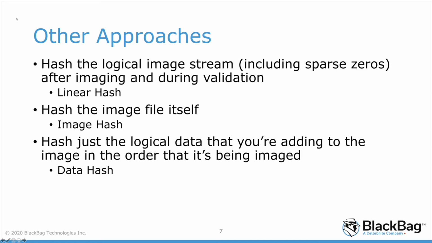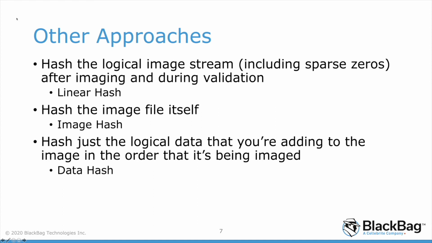Another option is to hash just the logical data that you're adding to the image and then in the order that's being imaged. And this is my preferred approach. I call this a data hash, where basically it doesn't matter about the zeros. We don't care about that. We don't care about the actual order the data is being added in the image. We just hash the actual data we're putting in the image and the order that we're putting in the image.